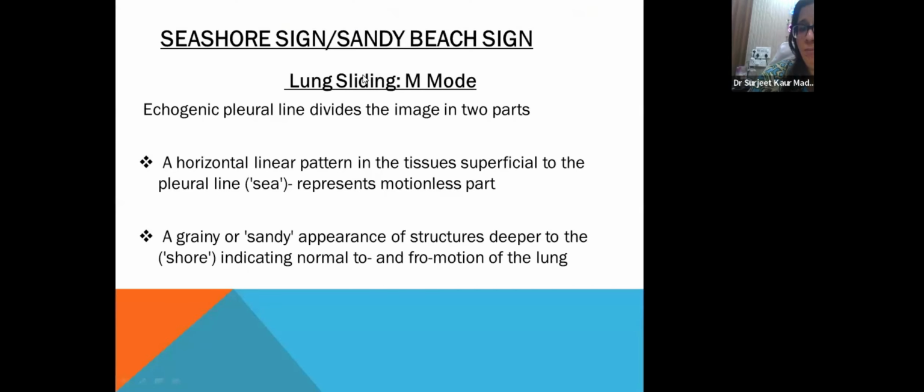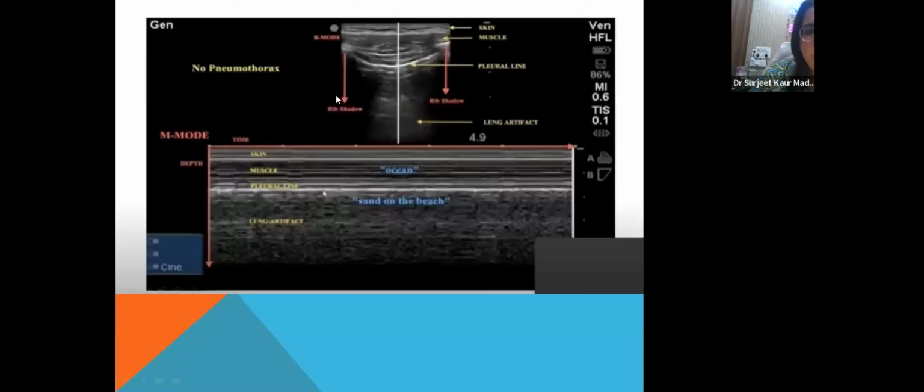So when you put an M mode, even in lung ultrasound, you see a seashore pattern. See, this is the intercostal space. When you put an M mode line on this and click the M mode button, you see this pattern. This shiny echogenic line is the pleural line. This pleural line is in between the superficial tissues and the lung tissue. So this is how you demarcate.